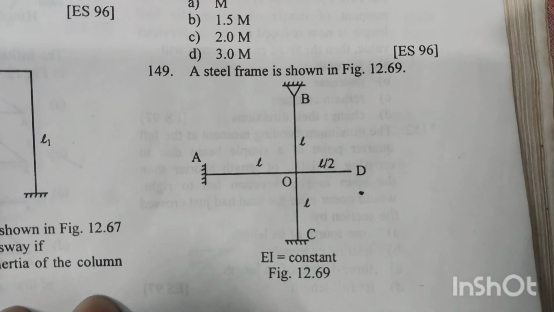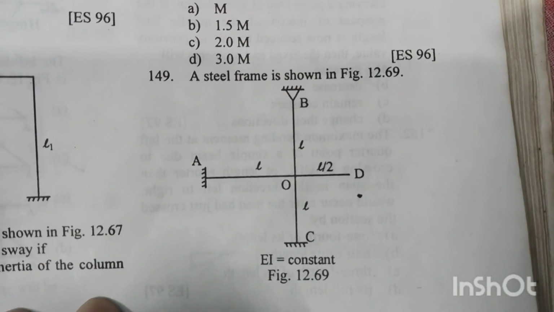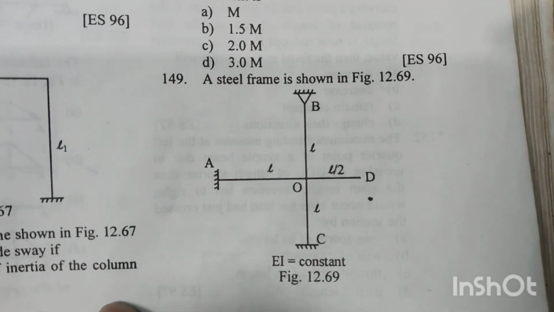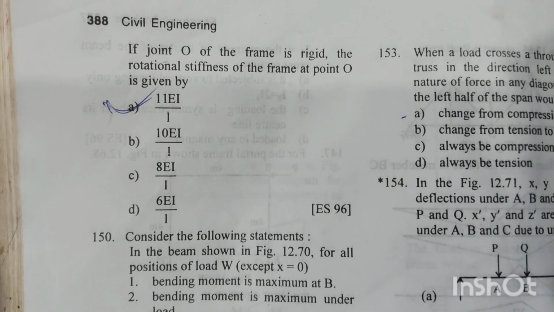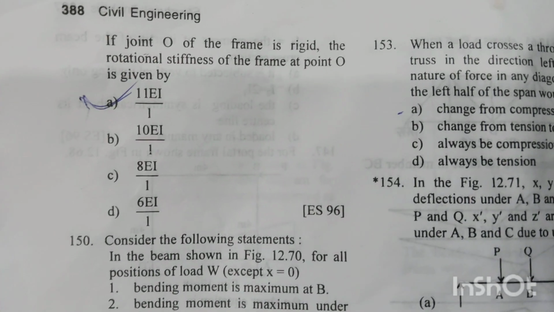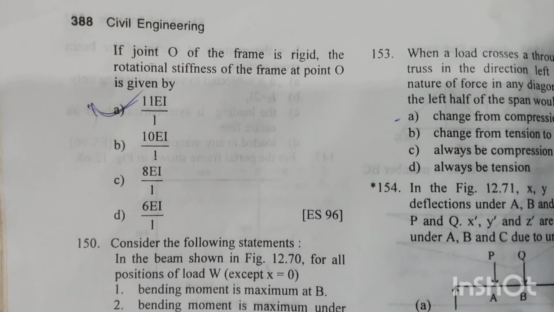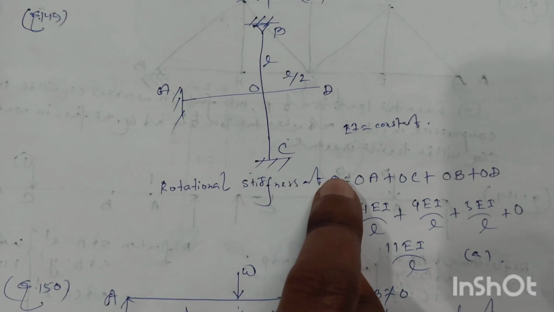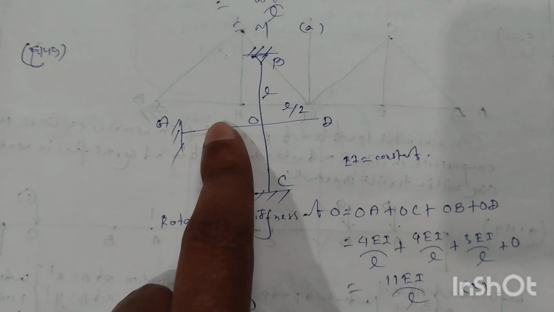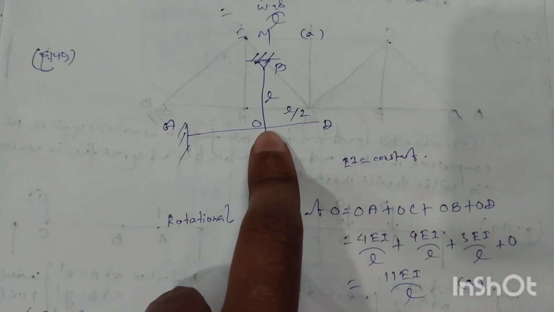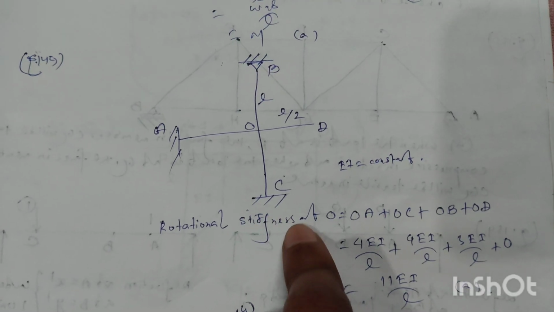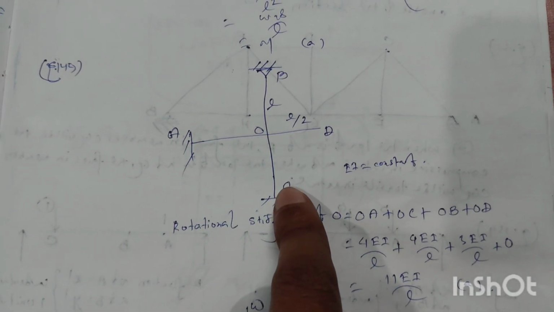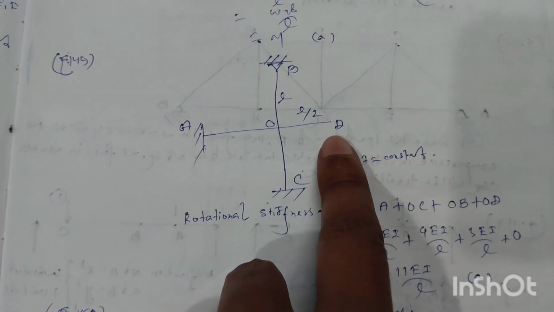149. A steel frame is shown in figure 12.69, where EI is constant throughout the frame. Joint O of the frame is rigid. The rotational stiffness of the frame at point O is given by? Now we have to find out the rotational stiffness at joint O, and the joint O of the frame is rigid. So the rotational stiffness at joint O will be OA plus OC plus OB plus OD.